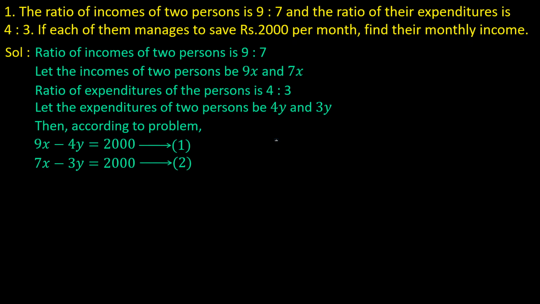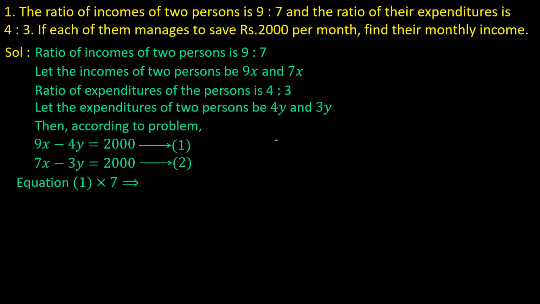That is, we have to multiply equation 1 by the coefficient of x in the second equation, and we have to multiply equation 2 by the coefficient of x in the first equation. Okay, so here equation 1 into 7 implies 7 into 9x is 63x minus 7 into 4y is 28y is equal to 7 into 2000 is 14,000.